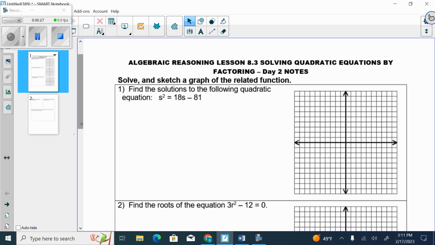I'll subtract the 18s. What about the negative 81? I'll have to add. All right, so I'm subtracting 18s over here, adding the 81. But none of those three things are like terms, right? So I can't actually put them together. So I'm going to have s squared minus 18s plus 81 equals 0. Okay, so now we have it set equal to 0. After we set it equal to 0, now we can try and factor.